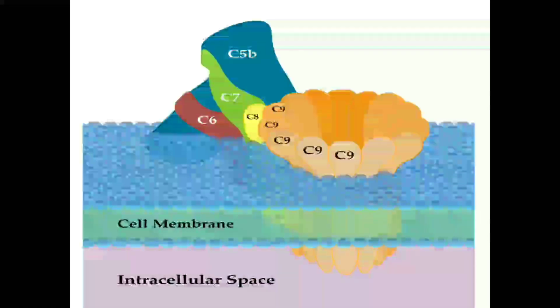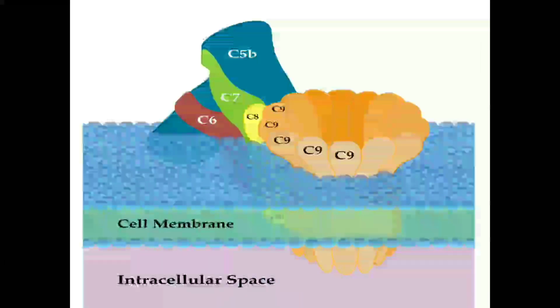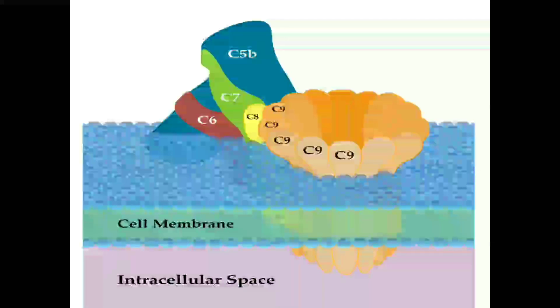As you can see, these are the polymers of C9, which will form a pore in the cell membrane of the bacteria or the pathogen. This complex is called the membrane attack complex, or MAC. Through this pore, there will be an influx of calcium ions and many other electrolytes into the target cell, which is the microbial cell here, which will eventually bring about bursting of the cell through osmotic lysis. So this is how the complement system works with the classical pathway.